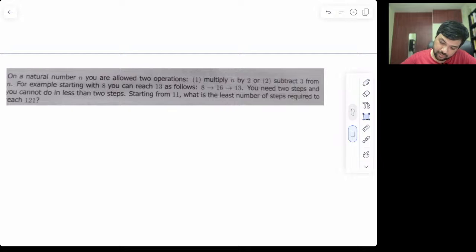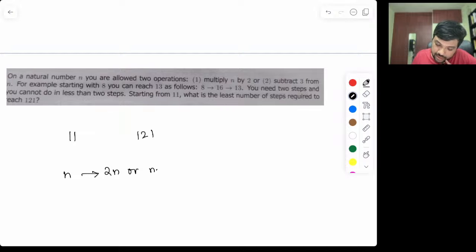Okay. 11 to 121. And what can you do at every step? You can multiply n by 2 or you can subtract 3. So n goes to either 2n or n minus 3. That is the rule. Okay. So what is the least number of steps required?